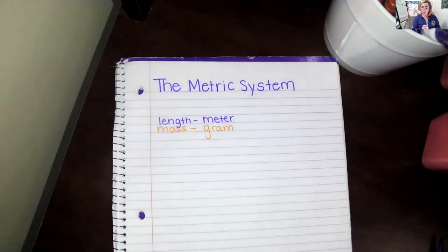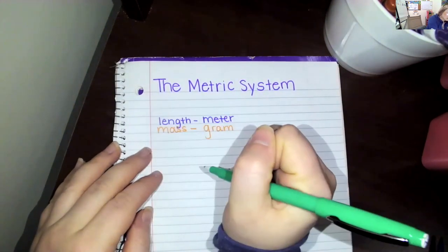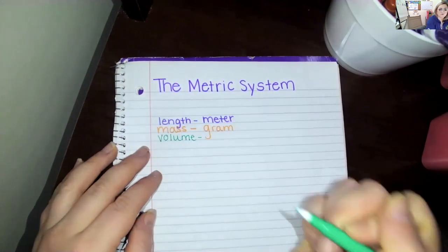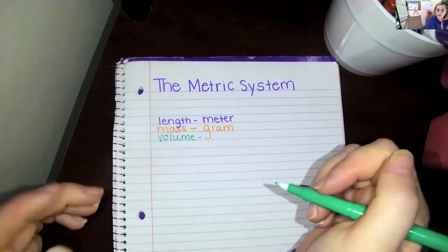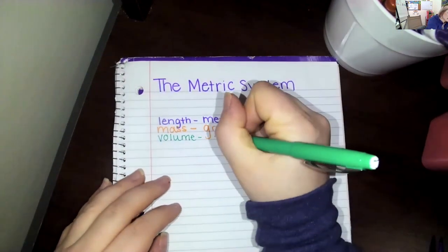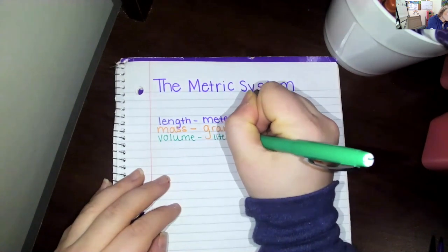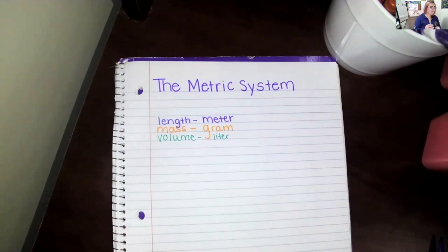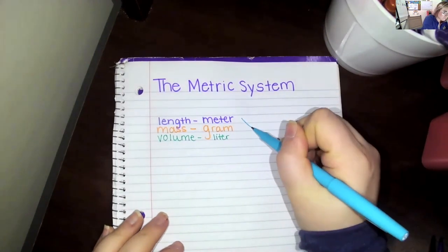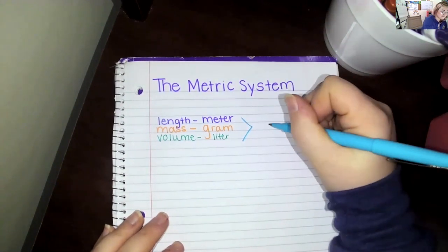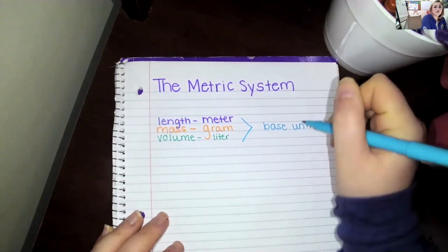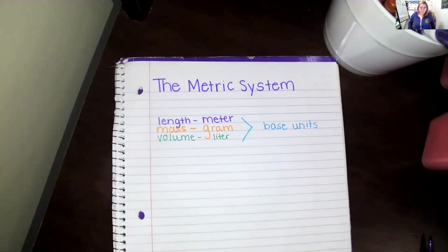And last but not least, when we go to measure volume, right, or how much stuff is in something, we actually use liters. And you're like, hey, I have heard of a liter before, right? If you grab a 2 liter of soda, that's how much liquid is in that bottle, okay? So the 3 cool, lovely base units we use are, again, meter for length, gram for mass, and liter for volume, okay? So we say our base units. Those are 3 units of measurement for the metric system, okay?